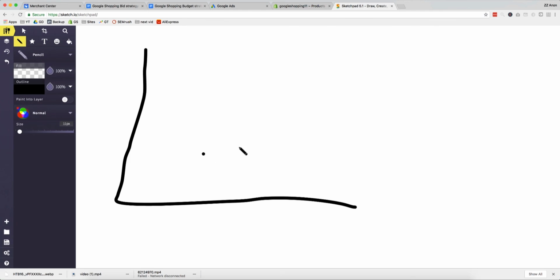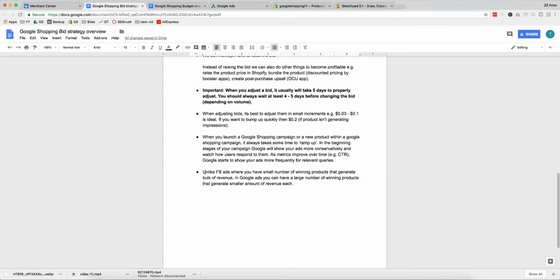So at the start, say you start off with a 40-cent bid for all your products, it's not like you're going to turn your campaign on and your clicks will just go like this. That's not what's going to happen. It's going to be more like this. Your clicks will come up over time and it will take up to a week to ramp up to get to a stable level. So just remember that.